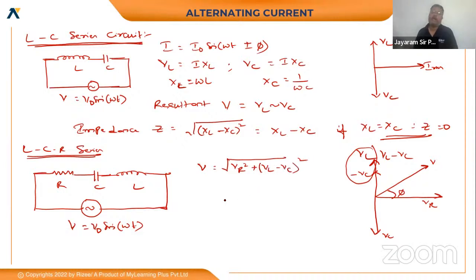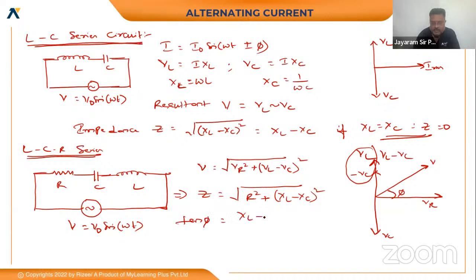So now applying the current in this relationship, that is I into Z, the I term will be cancelled. So Z is equal to root over R square plus (XL minus XC) whole square. And the phase difference tan phi can be written as (XL minus XC) by R. This is how we measure the phase, that is the tan phi value. So these are the very important relationships concerned with this.